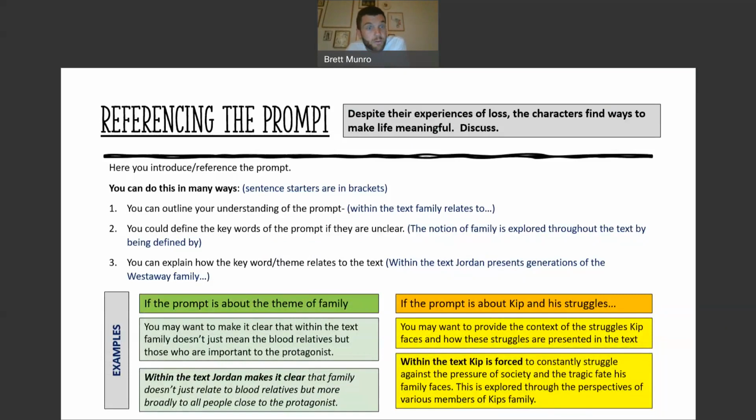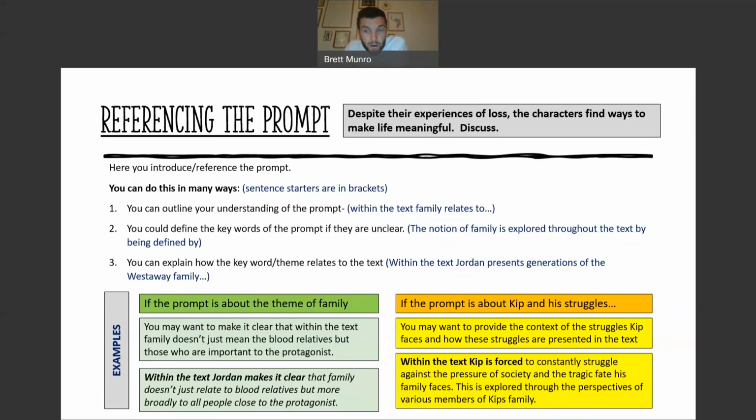Or you're defining the key words if the prompt is unclear, or you're explaining how the keyword or the theme relates to the text. You don't have to do all of these. You can choose just one. Sometimes you're going to be choosing two. It's totally up to you. It's how your introduction is going to flow, and this is just going to come through.